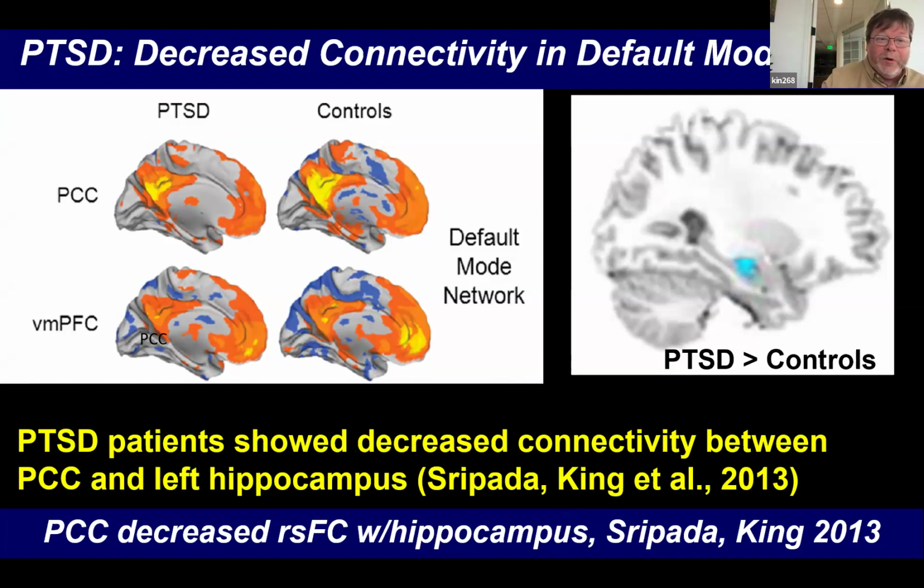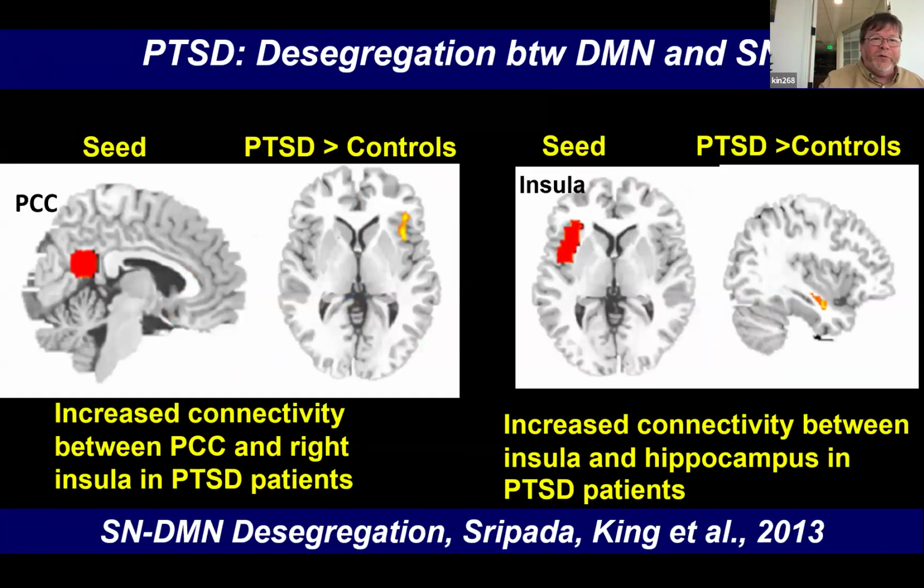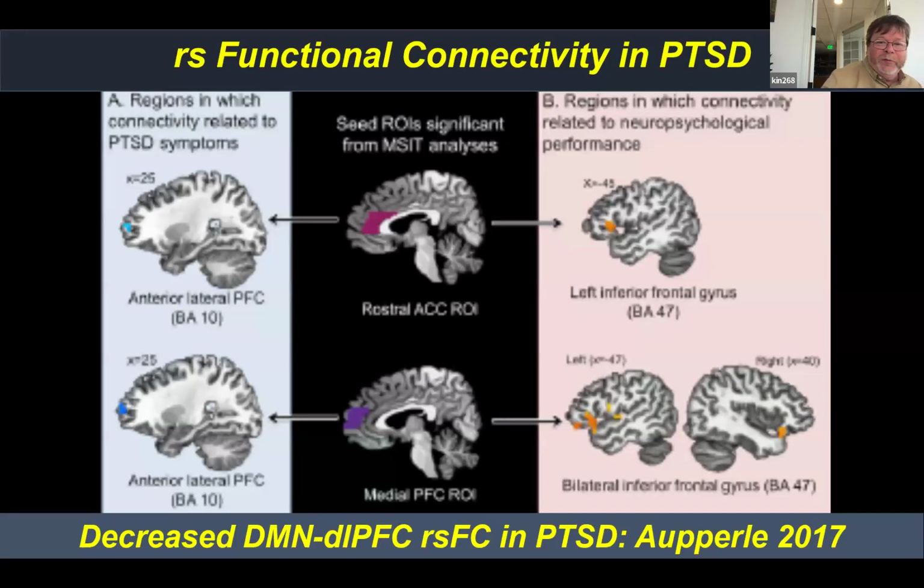So the default mode network looks like there are changes. Actually, PTSD shows a decrease in the strength of default mode connectivity and some intrusion of salience network. So the salience network is much stronger, not surprising, and there's a desegregation. And that was work we did 10 years ago. And there also appear to be some differences in PTSD.